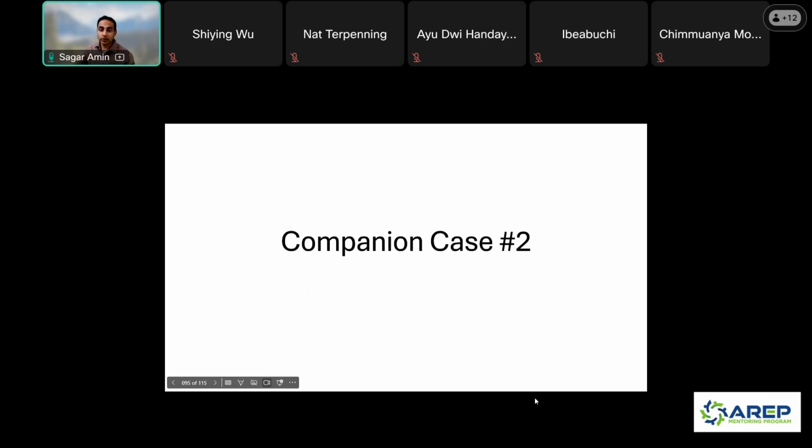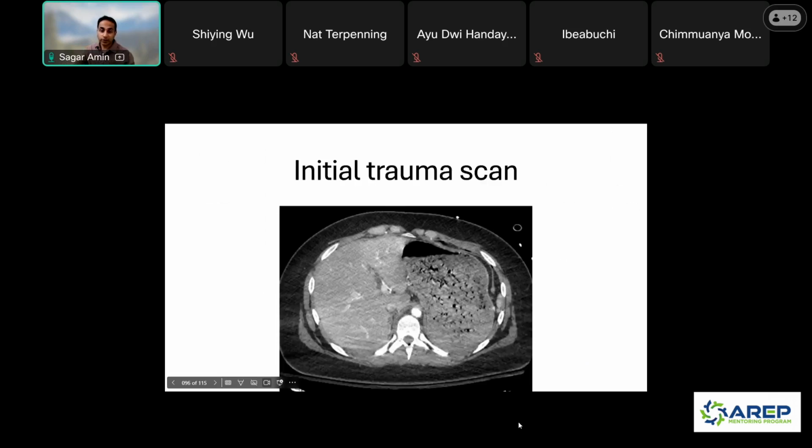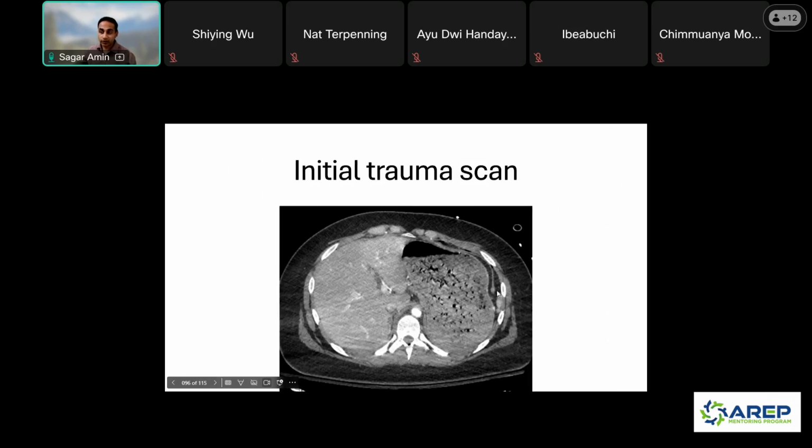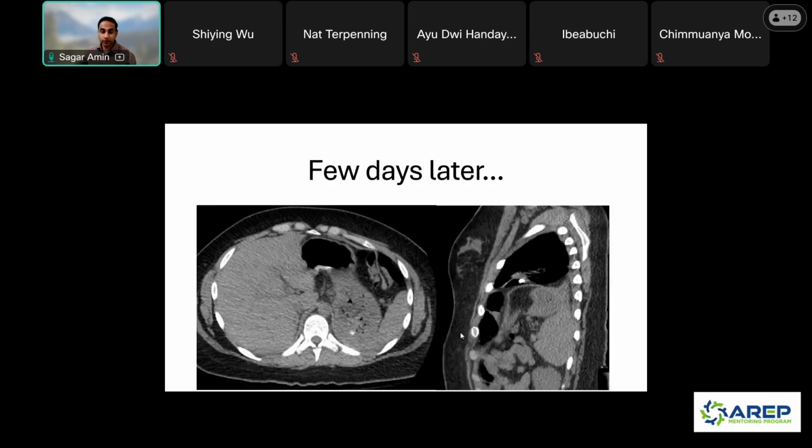And so another companion case, this is another trauma case. And to be honest, I missed this case. It's always good to learn from your misses, which is why I'm presenting it here. So this is the initial trauma scan. It looks okay, and I'll come back to it because in hindsight, there is an abnormality here. So this was a few days later. You can see that some bowel content is actually herniating up above the diaphragm here. And here's the actual diaphragmatic slip right there. So it's coming around and herniating up.